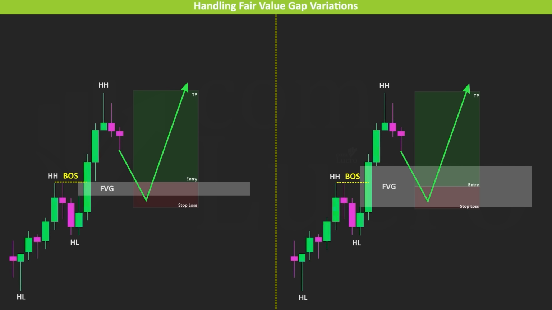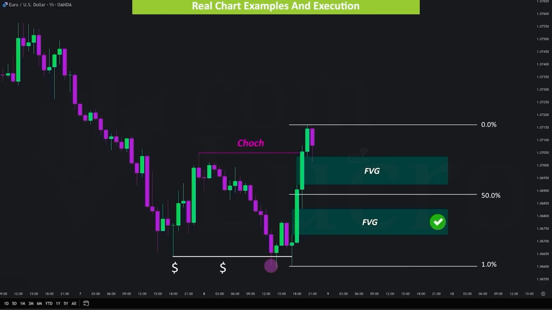The problem here is that placing the stop below this zone would lead to an excessively large stop loss. In this situation, we can either use a smaller area below the fair value gap as our stop, or place our buy order closer to the middle of the zone. By doing this, the risk to reward profile improves significantly if the trade becomes profitable. Now let us move on to some real chart examples.